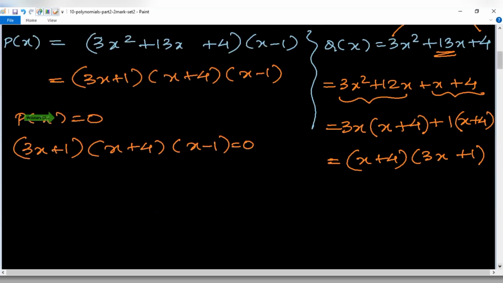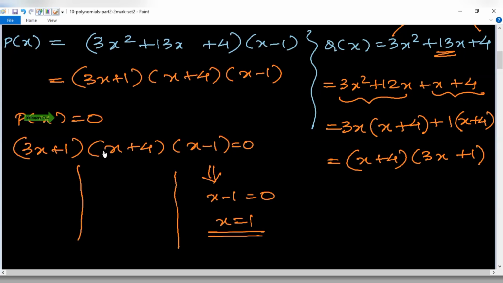This happens when x minus 1 equals 0. x minus 1 equals 0 means x equals 1. So this is one of the zeros that was already given in the question. Next, x plus 4 is equal to 0. It can also make p of x equal to 0. When x plus 4 equals 0, x equals minus 4. So minus 4 is another zero of the polynomial.